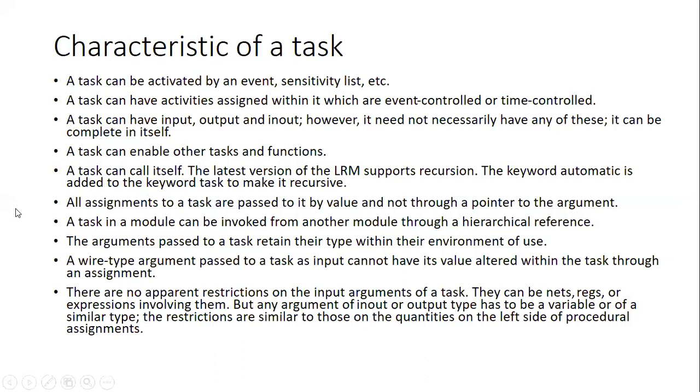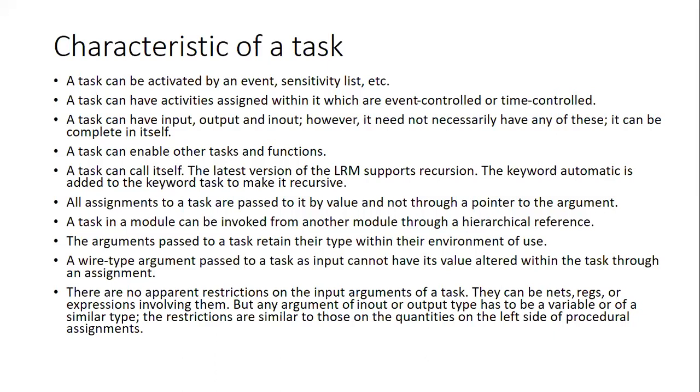Now, what are the characteristics of a task? A task can be activated by an event sensitivity list. A task can have activities assigned within it which are event control or time control. So we can enable a task using always @(posedge clock), always @(negedge clock), always @(enable). Since it's controlled by an event or sensitivity list, we can use that. Now, as I told, a task can have input, output, inout. All the ports can be used over here, but it is not compulsory that you have to use all of these. The choice is left to us according to the coding of what we want to design.